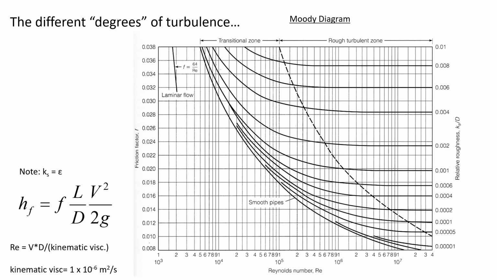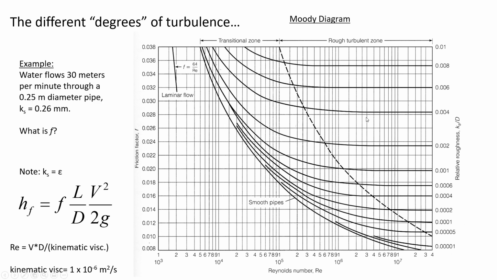Okay, so the example that you're going to work, you can see it on the handout I've given you. Water flows 30 meters per minute through a 0.25 meter diameter pipe where the K sub s is 0.26. With this given data, we have enough information to find the relative roughness, because you know the pipe diameter, and you know the numerator in the relative roughness, this equivalent sand roughness, K sub s, also known as epsilon. Note that the units are different, so you're going to have to convert the pipe diameter into millimeters, or convert the equivalent sand roughness from millimeters into meters.